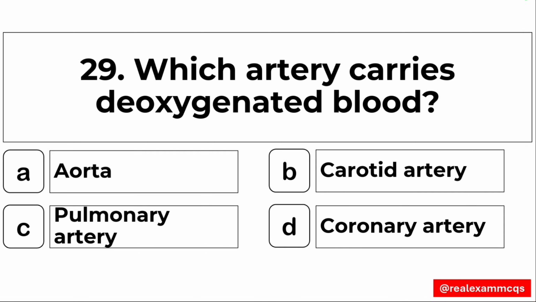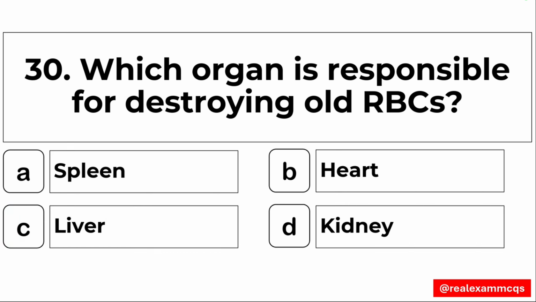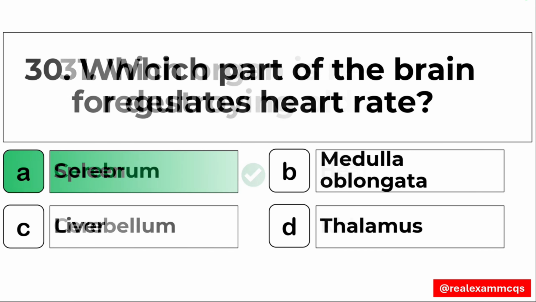29. Which artery carries deoxygenated blood? Option C, the pulmonary artery. 30. Which organ is responsible for destroying old RBCs? Option A, the spleen. The spleen is known as the graveyard of the RBCs.